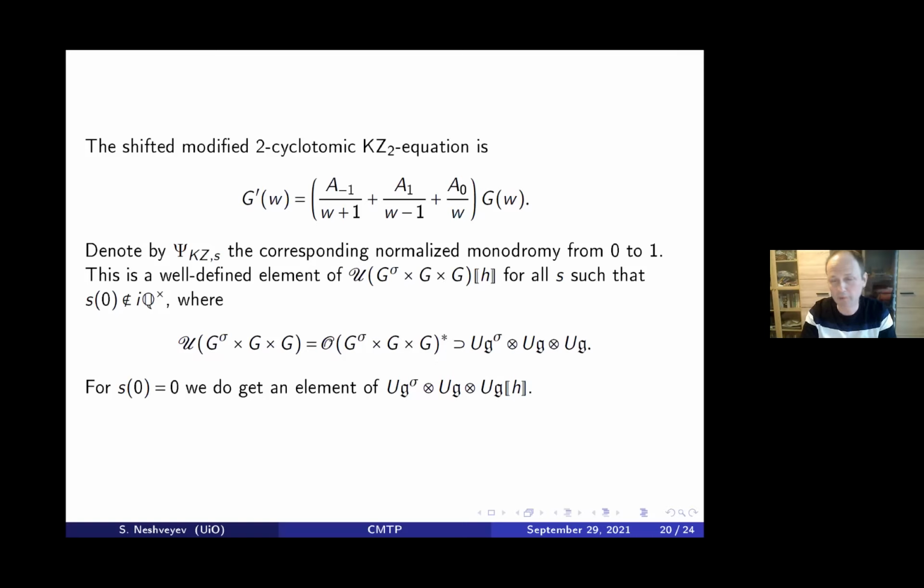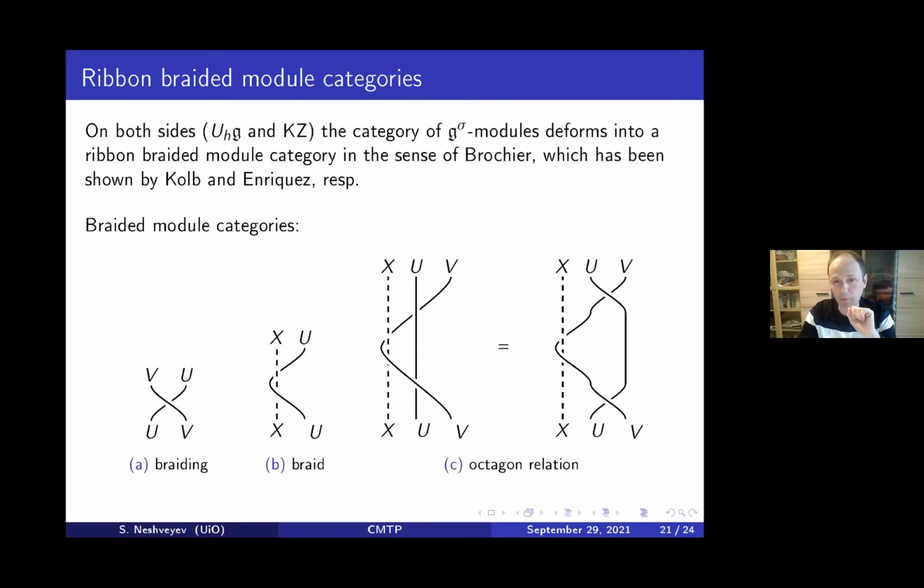Okay, so we have this now. We almost have these two sides of the story. We have the Q side with Letzter coideals, and we have the KZ side with modular categories described in terms of Kohno-Drinfeld equations. But in both cases, the categories are actually so-called ribbon braided modular categories.